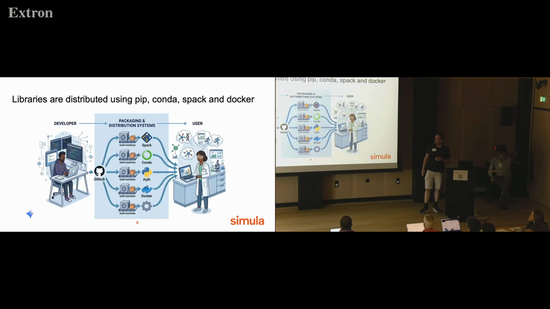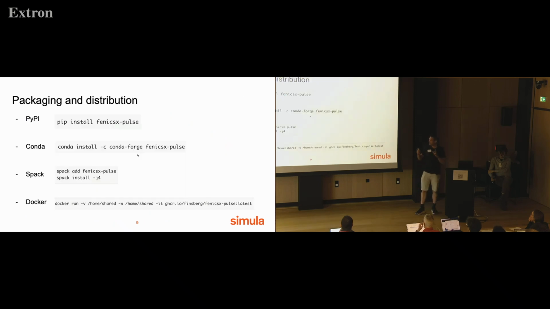So over to the user. Once we have all these packages, it's of course important for us to be able to distribute them to users. So we typically push our code to GitHub, and then we want to distribute them to users using the four main channels that we have already seen earlier today: Spack, Conda, PyPI, and Docker. For those of you who haven't used that, I think most of you have. These are the four ways of installing a package, for example this FEniCSx-pulse package.